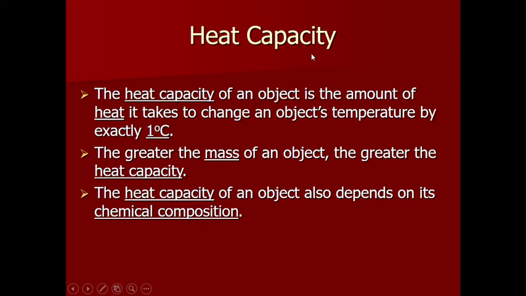So heat capacity, as we already discussed before: the heat capacity of an object is the amount of heat it takes to change an object's temperature by exactly 1 degree Celsius. The greater the mass of an object, the greater the heat capacity. So heat capacity depends on the mass of the object. You can also conclude that heat capacity is directly proportional to the mass of the object. The greater the mass of the object, the greater will be the heat capacity.